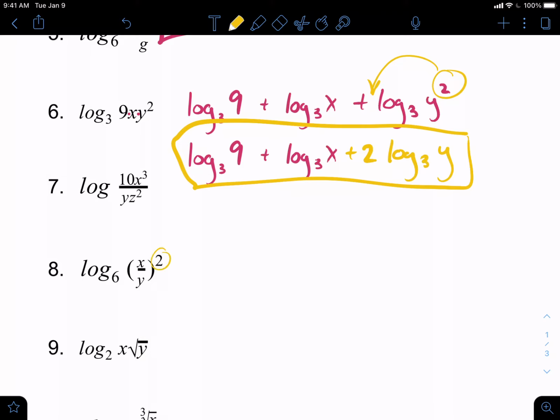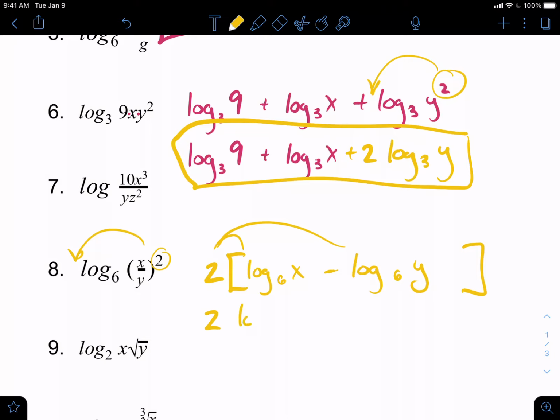Moving ahead to problem number 8, again, we see a division, so we will be subtracting. The unique thing here is this 2. The way I would suggest is I like to pull the 2 down right away, so the 2 is sitting out front. Now, if I'm going to expand this, let's expand it inside some parentheses, because the 2 kind of belongs to each of them at this point. So, coming over here, I will have log base 6 of x minus log base 6 of y. Now the 2 can get distributed in, so my final answer will be 2 log base 6 of x minus 2 log base 6 of y. This is the correct answer.